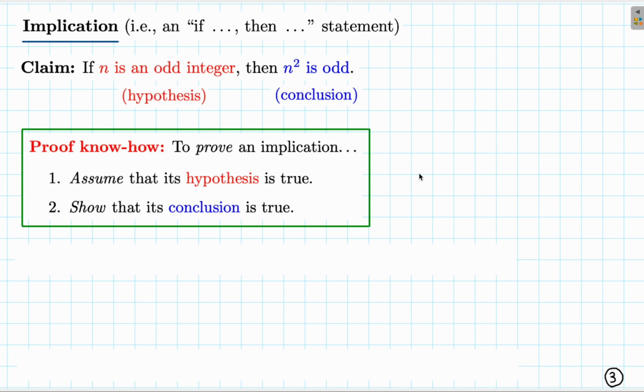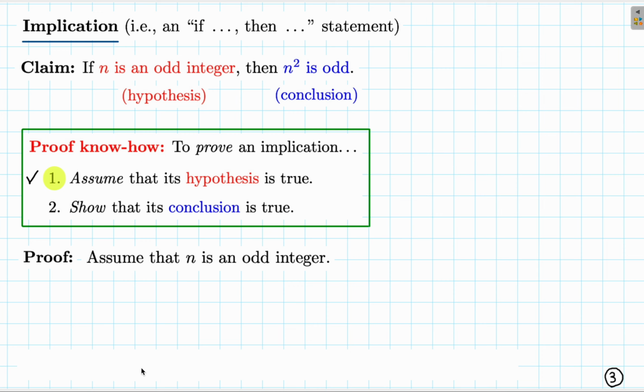So with that in hand, let's write down our very first proof. So once again, step one, we have to assume that our hypothesis is true. Our hypothesis is n is an odd integer. So let's start by assuming that. Assume that n is an odd integer. So we can already put a check mark next to our very first step. Complete.